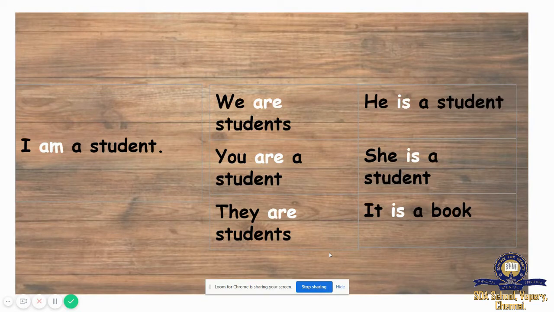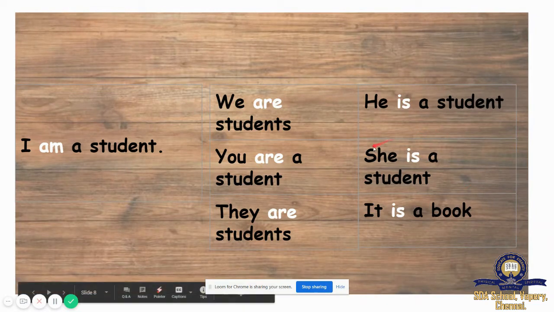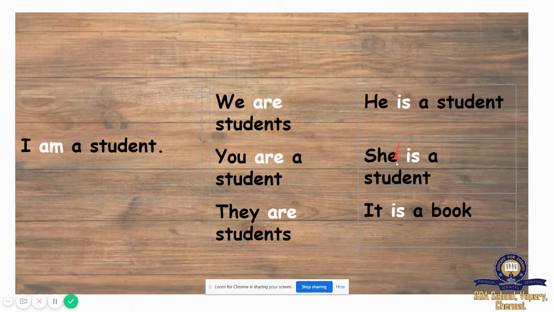Next, he is a student. She is a student. It is a book. So here, what are the be verbs? Yes, very good. Is is the be verb here. He is a student. Then she is a student. Here again, is is the be verb. Then it is a book. Here again, is is the be verb. Yes, very good. So in these sentences, what are the be verbs? Am, are, and is. Yes, very good.